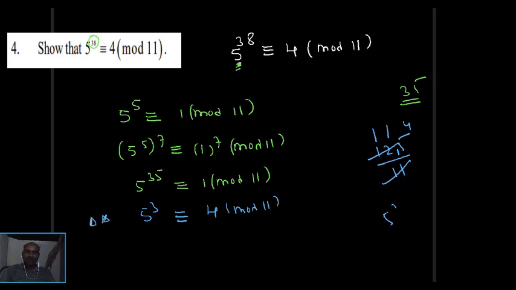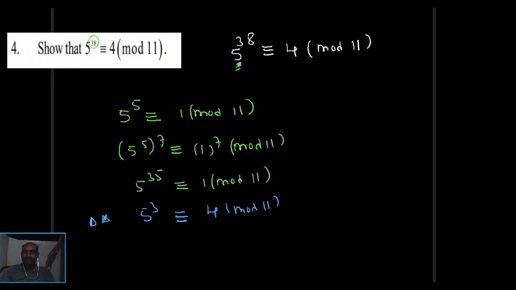5 power 35 is there. Next, what do I want? 5 power 3 I want. If I multiply these two, 5 power 35 into 5 power 3 means 5 power 38 only. That is what you want. So what can I say from these two? I will write what property I am using.